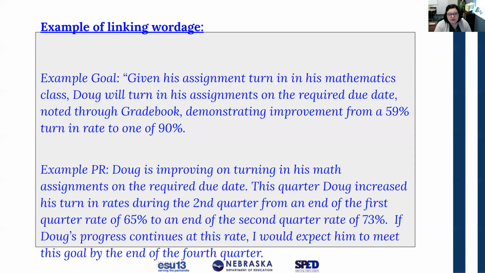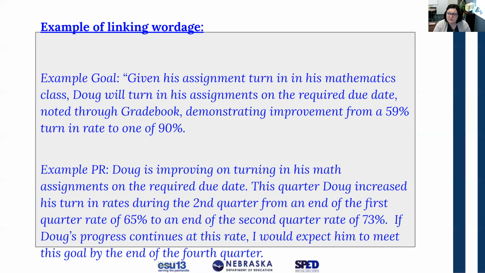So an example of linking wordage. The goal is: given his assignment turn-in in his mathematics class, Doug will turn in his assignments on the required due date noted through gradebook, demonstrating improvement from a 59% turn-in rate to one of 90%. So in this example, we're going from 59% to 90%. The first thing we have to key in on is that we used a percentage. In addition, we also talked about assignment turn-in, and we talked about using gradebook.